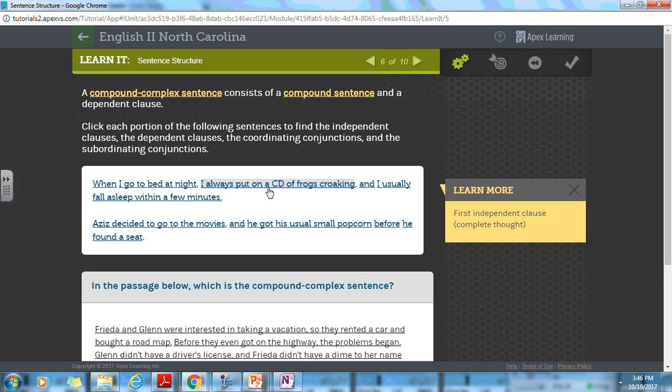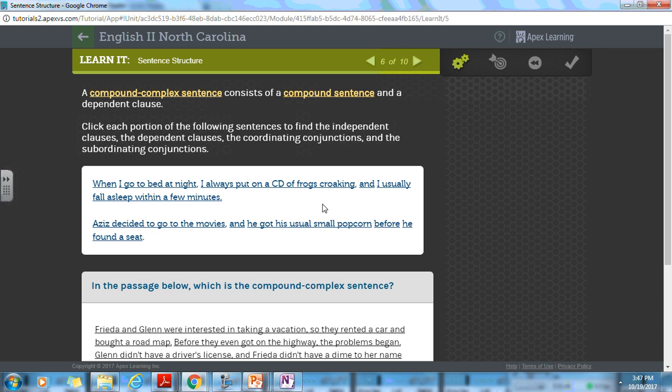So I have one independent clause, or one full complete thought: I always put on a CD of frogs croaking. My second complete independent thought: I usually fall asleep within a few minutes. So in building sentence structure, I decide to combine these two to make a compound sentence. And then I add to it: when I go to bed at night.